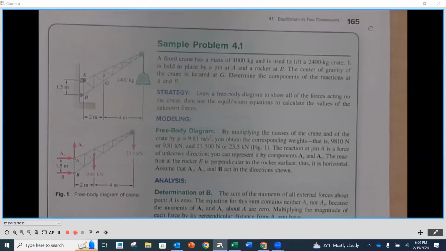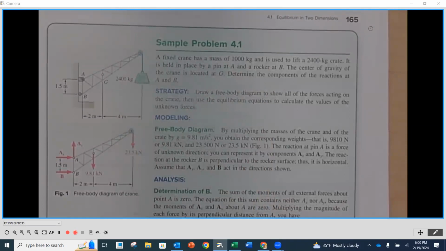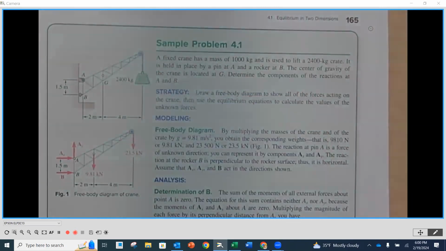Okay, looking at sample problem 4.1, here we have a crane. And it says we have a fixed crane, the crane itself has a mass of 1,000 kilograms. So what that means is in our problem, they want us to take the weight of the crane into consideration for the reactions of the supports, because not only does it have to lift the load out here, but it also has to support itself, okay?